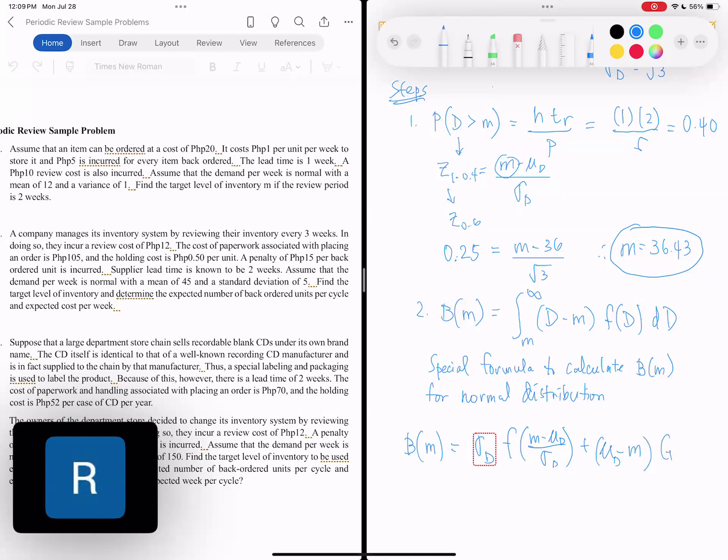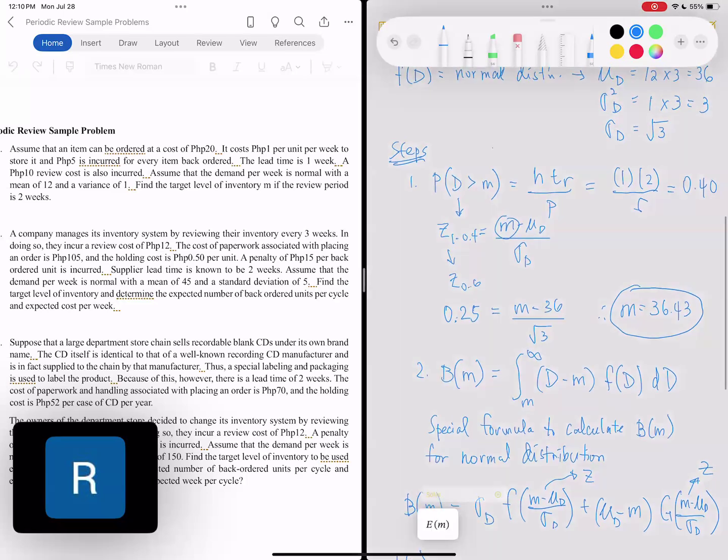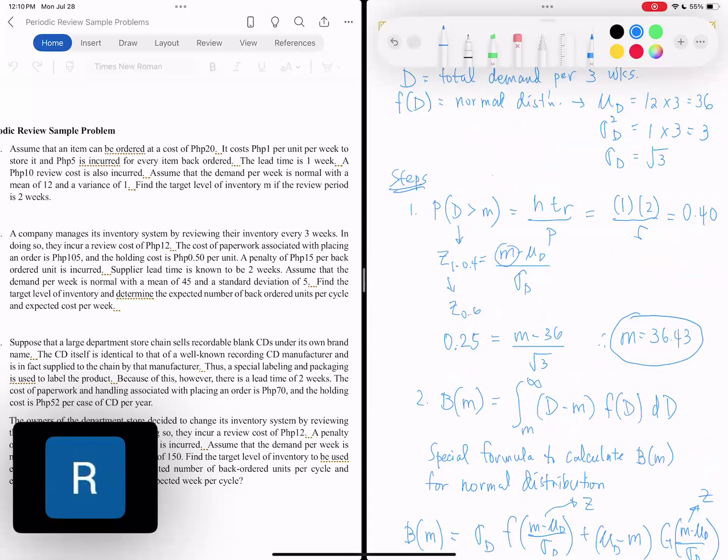What's the next one? G of M minus mu over sigma. Basically this M minus mu over sigma is just your Z because it's a normal distribution. That's just your Z, the Z transformation formula. So to calculate in this case, step 2, it will now be the sigma of D, which we have calculated earlier here. So this is the one.